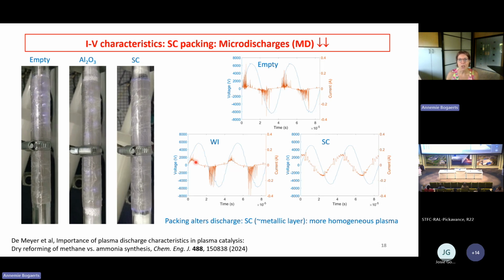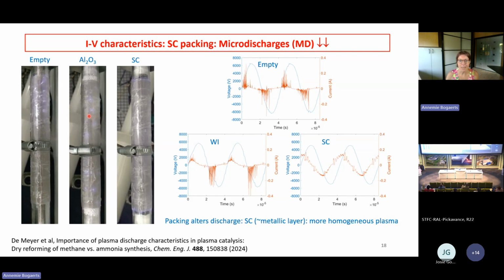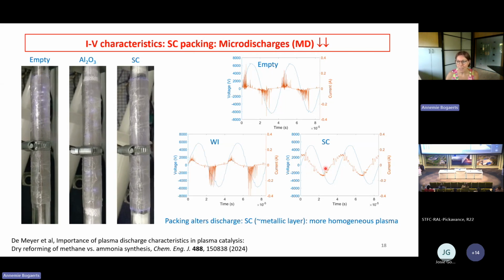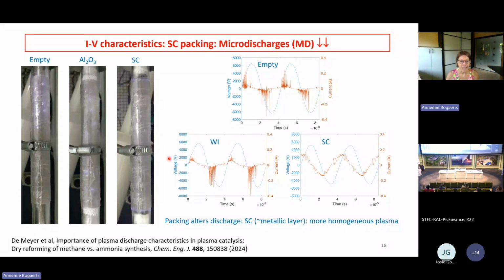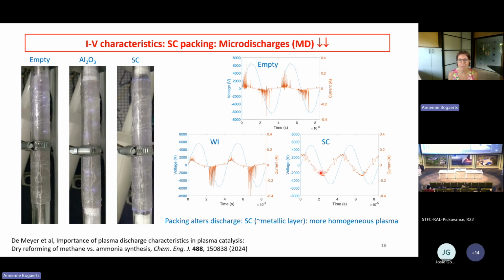When we look at the current-voltage characteristics, we found that in the empty discharge, there are a lot of microdischarges. That's also what you can see here. In the alumina packing, that was still the case. Also in the wet impregnated catalysts, this is the case. But if we look at spray-coated catalysts, we see that the number of microdischarges has dropped enormously. I don't know whether you can see it clearly in the room, whether it's dark enough, but otherwise I think this is also quite convincing here. So this packing alters the discharge, and the spray-coated catalysts with a metallic layer make the plasma more homogeneous.